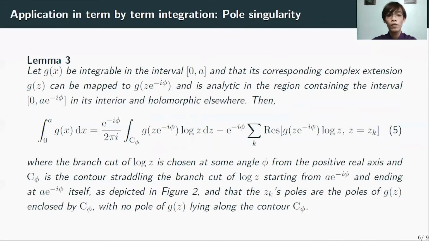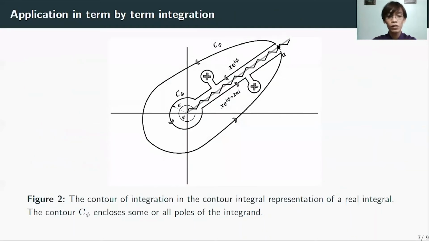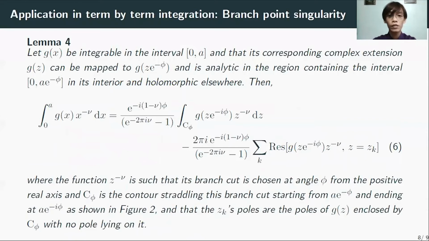So with that, we have the following lemma for the case of the pole singularity, whose contour of integration is shown in figure 2. On the other hand, for the case of the branch point singularity, we have the following lemma.